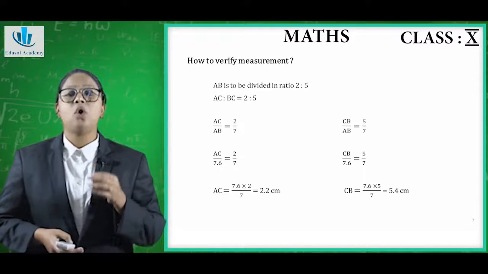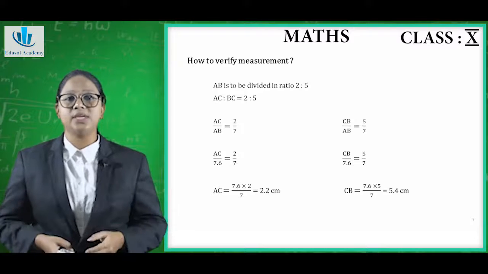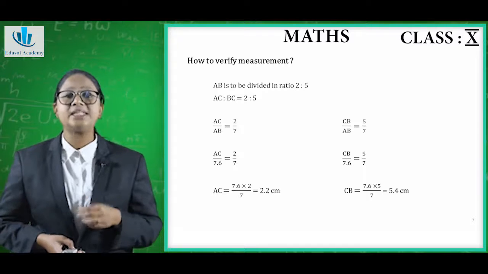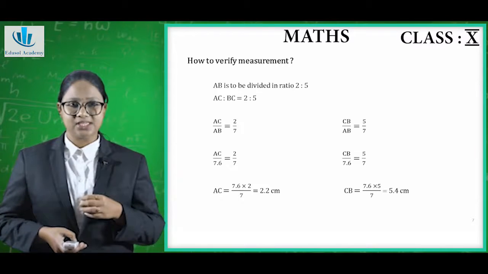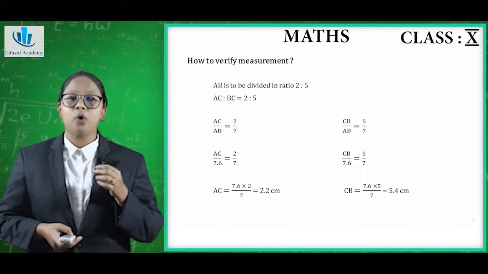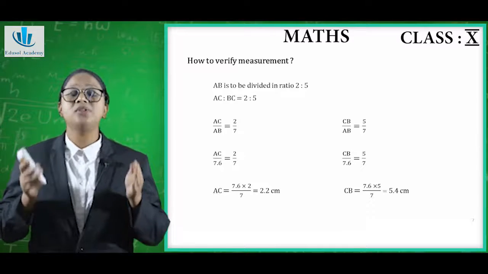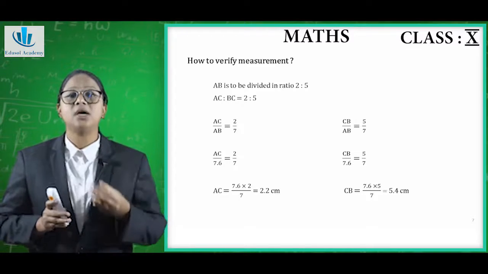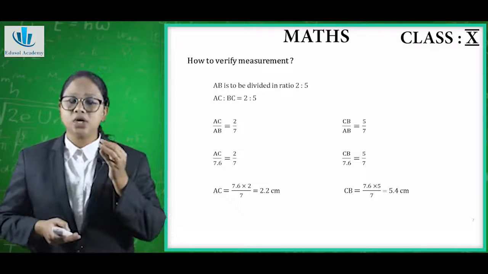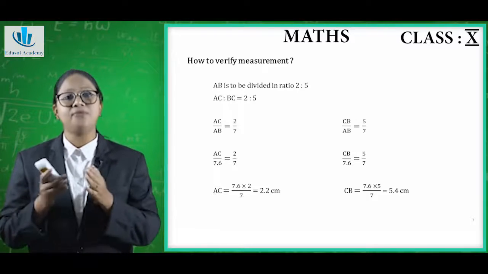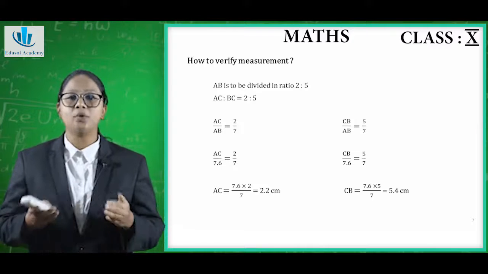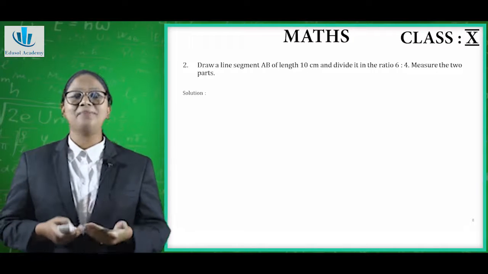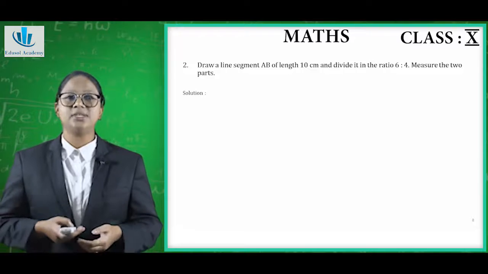Now putting the value of AB as 7.6 in both the equations, we can find the value of AC as well as CB. We will get AC as 2.2 centimeter and BC as 5.4 centimeter. So that is how the values of AC and CB should come. Now if you measure, if you are getting 2.2, then your construction is absolutely correct. 2.2 and 5.4 has to be got. So if you have got that, your construction is perfect and you may proceed. Alright? Okay, now we move on to the next question.